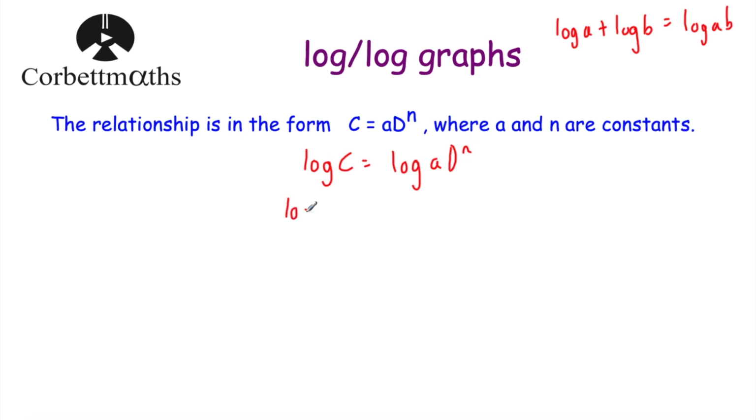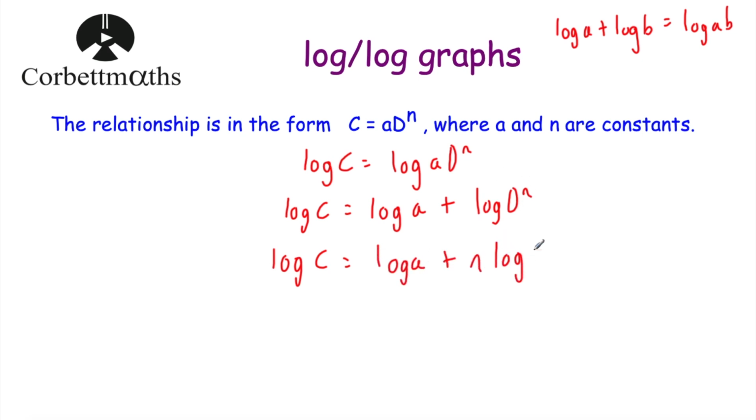So we'd have log C on the left hand side still, and on the right hand side we've got A times D to the power of n. If we split that up, we'd have log A plus log D to the power of n, just splitting up that right hand side. Now we've got log D to the power of n. Think back to our third law of logarithms. If you've got a power, you can bring it down. So we'd have log C is equal to log A plus, and then bringing the power down, n times log D.